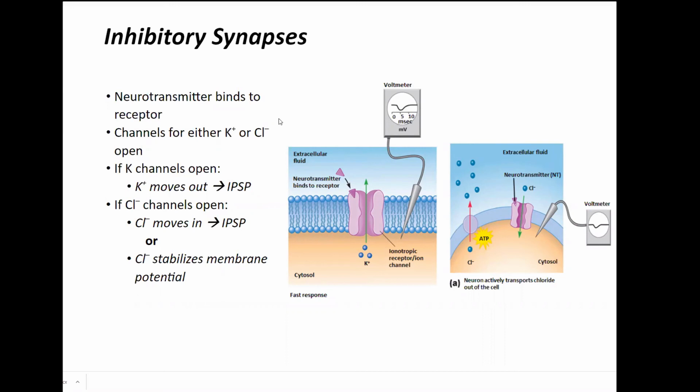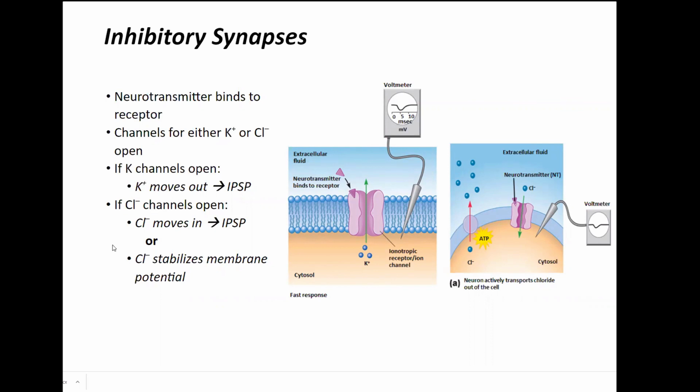Okay. So the main ways we're going to see this happen is if we open either a potassium channel or a chloride channel. The potassium channel we've talked a lot about before. So when potassium channels open, potassium moves out. We're taking positive charges out. That means we're creating hyperpolarization. This is inhibition.